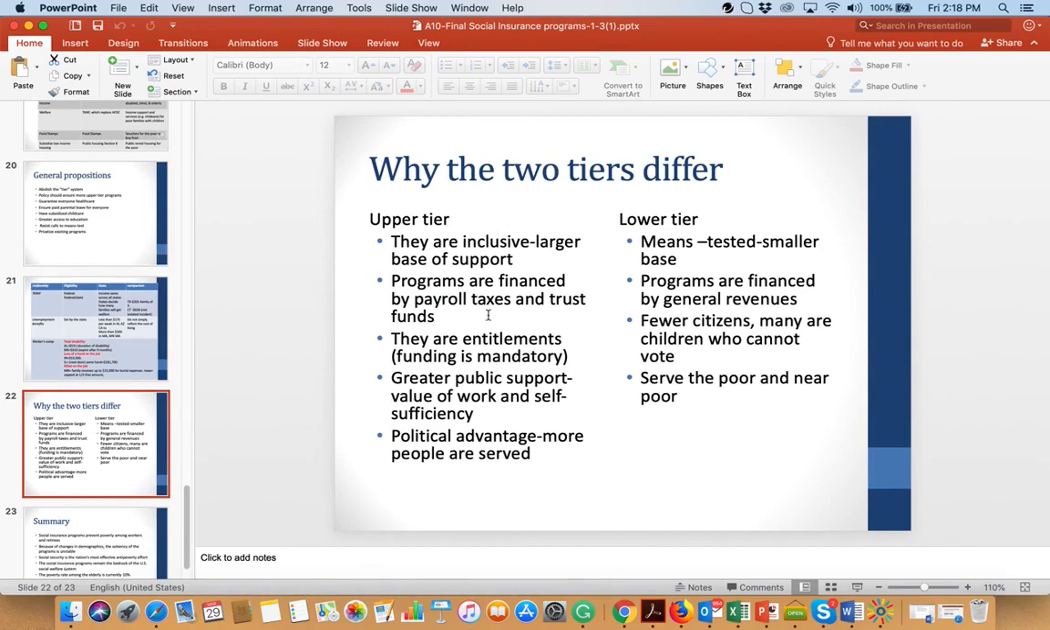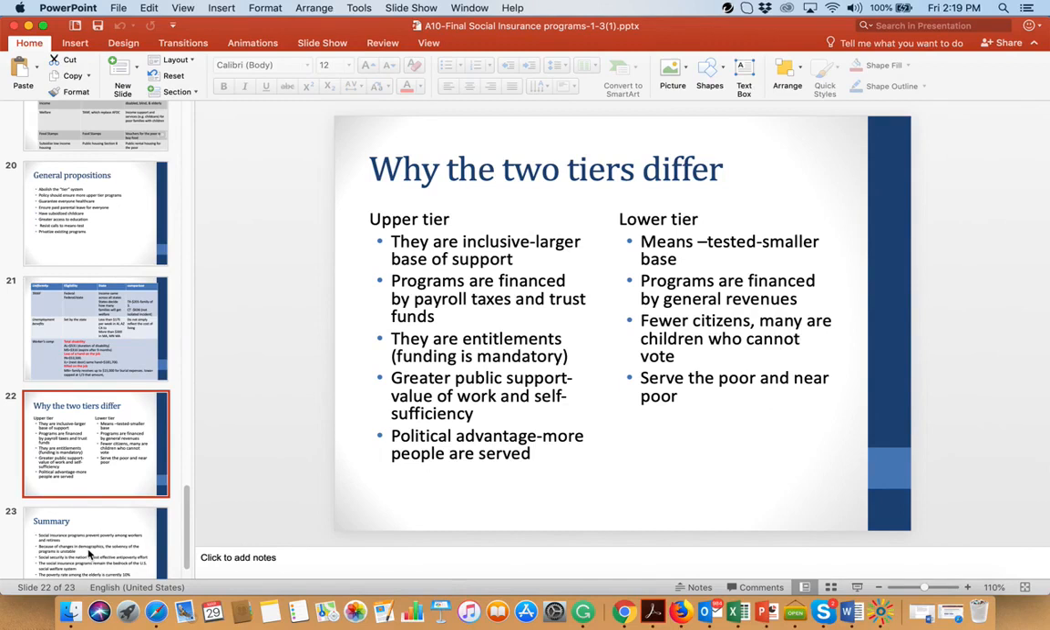Social insurance programs are financed by payroll taxes. Public assistance programs are financed by general revenues. Social insurance programs are entitlements, which means legislatures are mandated to provide money to pay for them. Public assistance serves fewer citizens, many of them children who cannot vote. Social insurance has greater public support, while public assistance has very little. Social insurance has a political advantage because more people are served, while public assistance serves very few people.